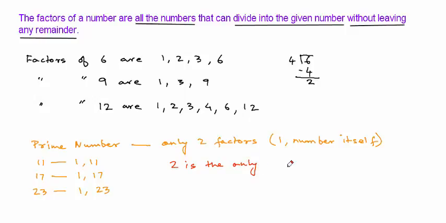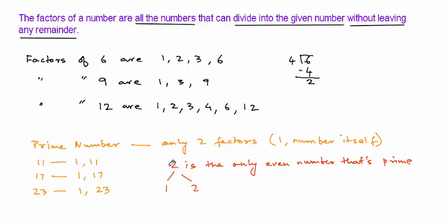2 is the only even number that's prime. And the reason for that lies in the definition of prime numbers. I said a number that has got only 2 factors, 1 and itself. Now if you think about the factors of 2, 2 has got only 2 factors, 1 and 2. So it's pretty much 1 and itself, and therefore 2 qualifies as a prime number.